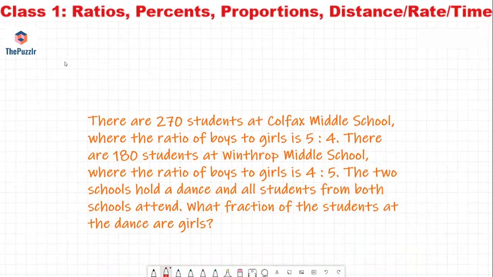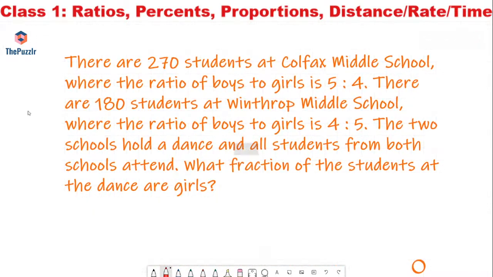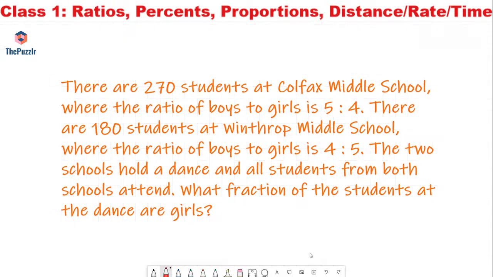Let's go back to the AMC 8. There are 270 students at Colfax Middle School, where the ratio of boys to girls is 5 to 4. There are 180 students at Winthrop Middle School, where the ratio of boys to girls is 4 to 5. The two schools hold a dance and all students from both schools attend. What fraction of the students at the dance are girls?